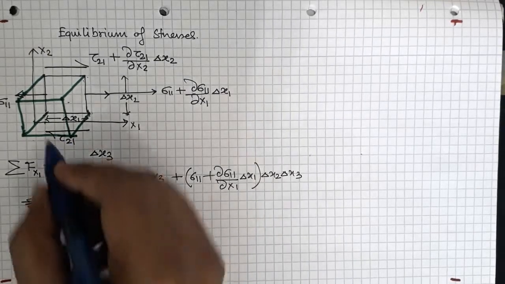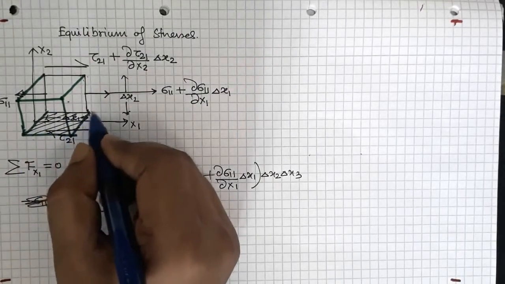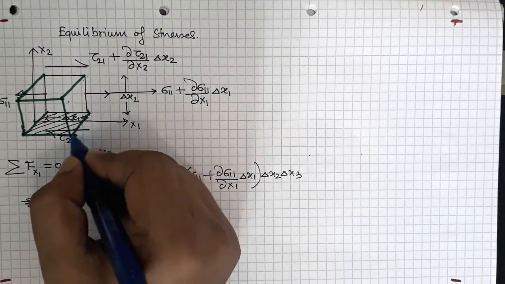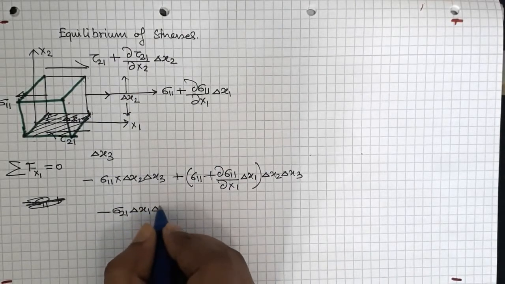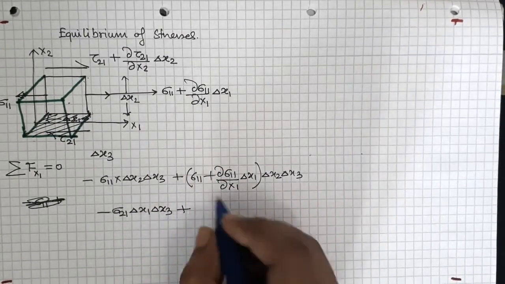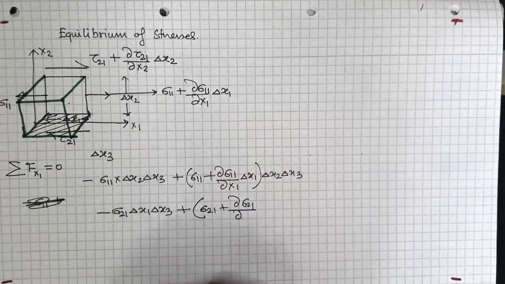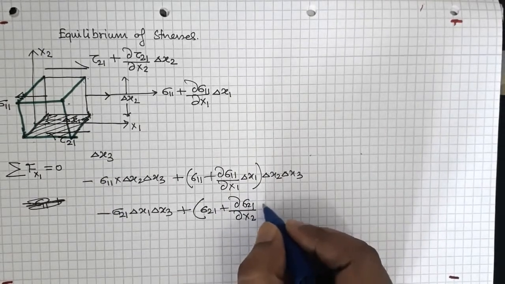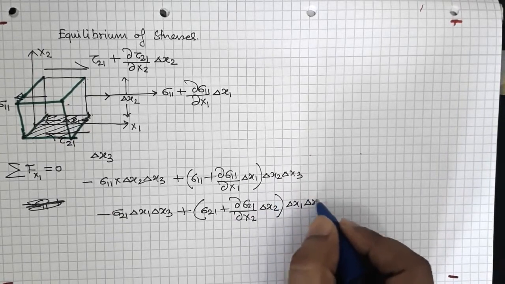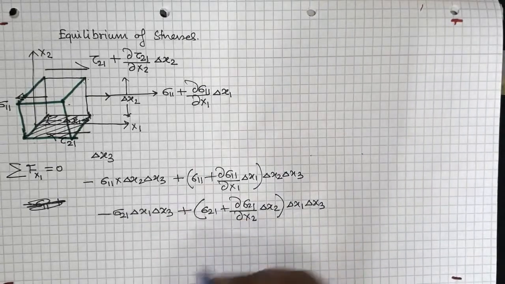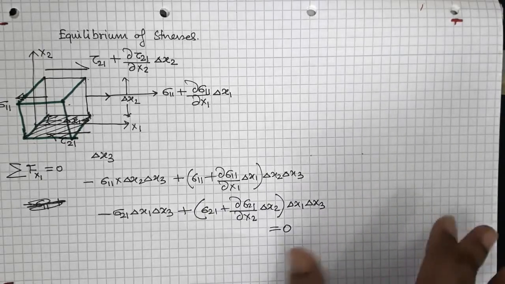Now the sigma 21 is acting on this plane, and this plane's dimensions are, so this distance is delta x3 and this distance is delta x1. So this is delta x1 delta x3 plus again sigma 21 plus rate of change of sigma 21 with respect to x2 axis multiplied by the amount you have moved, which is delta x2, then del x1 delta x3. So these are the forces in x1 direction, and this should be 0, right?